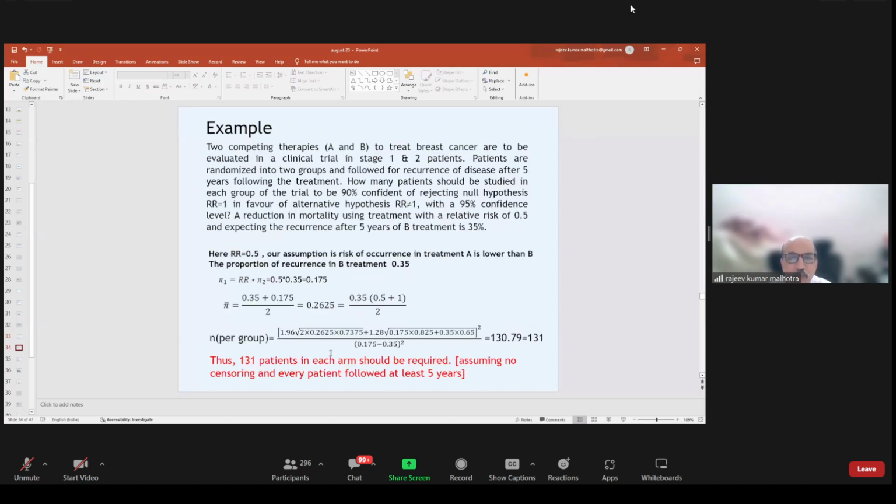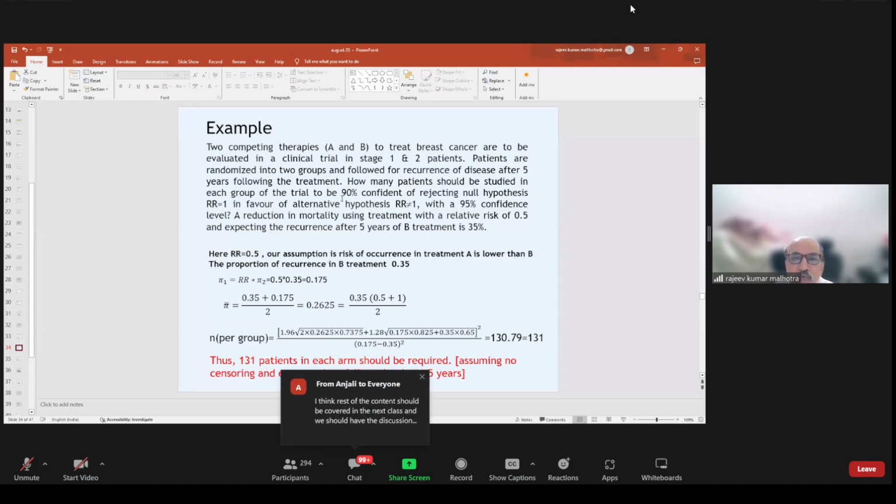Now I will explain one example also. Two competing therapies A and B to treat breast cancer are to be evaluated in a clinical trial of stage 1 and stage 2 patients. The patients are randomized into two groups and followed for recurrence of the disease after 5 years of the treatment. So here we are giving two therapies, treatment A and treatment B, and patients are randomized into the two groups. How many patients are needed?